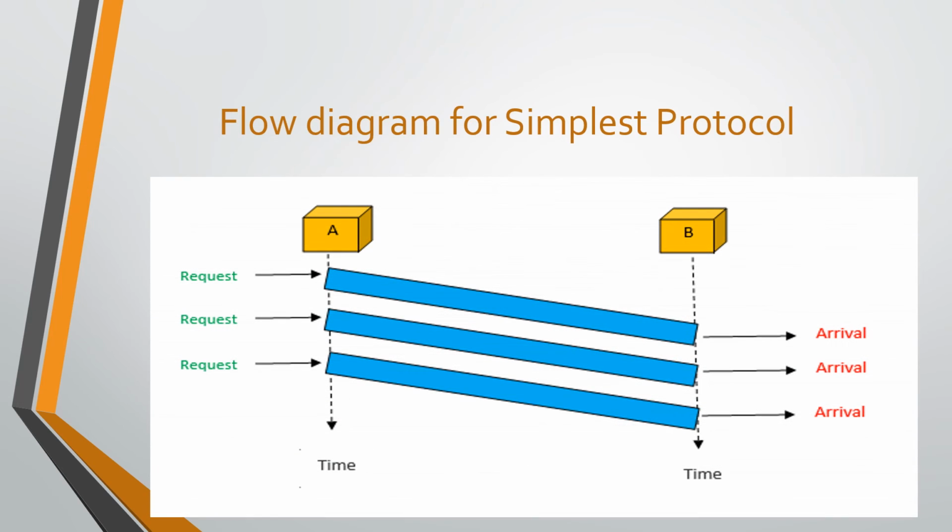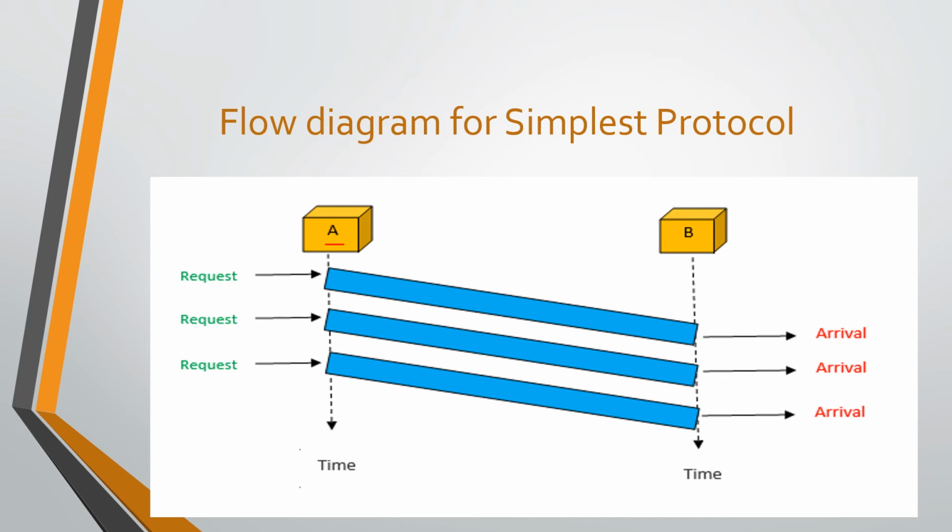Flow diagram for the simplest protocol: if the sender has data to send, it makes a request for that and sends the data to the receiver. Here the receiver's arrival event takes place, in which the receiver receives that data by performing the extract operation. It is very simple. The sender sends a sequence of frames without even thinking about the receiver.